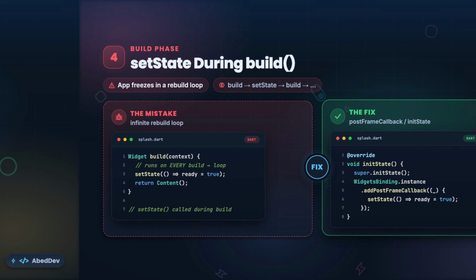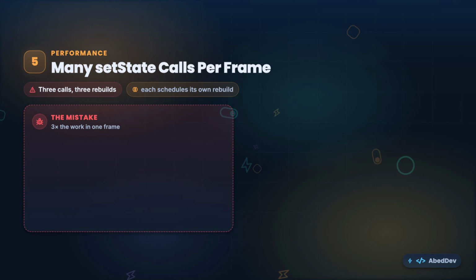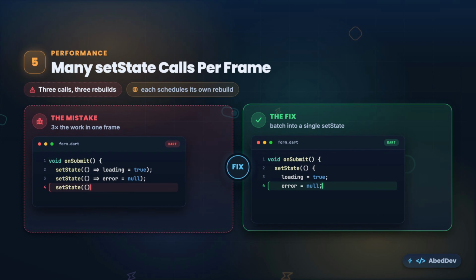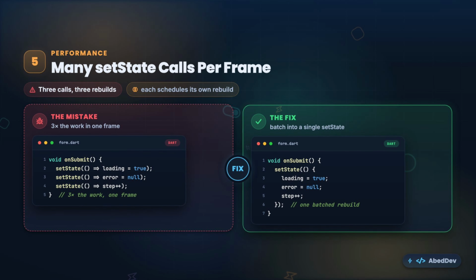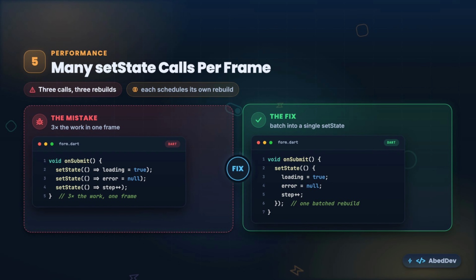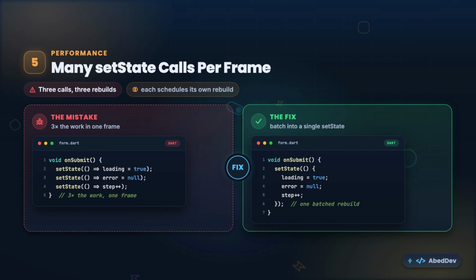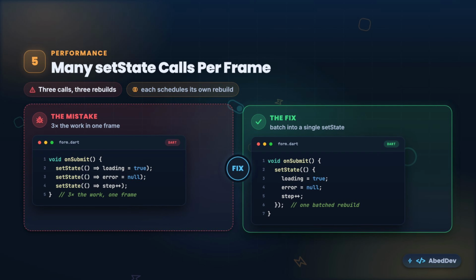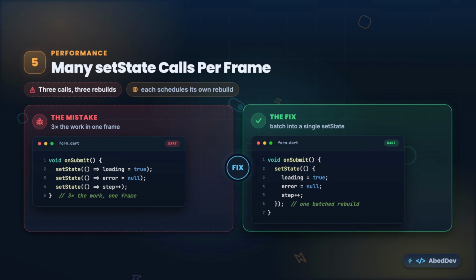Number 5. Firing setState several times in a row. Update a name, call setState, update the email, call setState, update the phone, call setState. 3 calls, 3 scheduled rebuilds, 3 times the work for one frame. The fix: batch them. Change everything you need, then wrap it all in a single setState at the end. One rebuild, done.